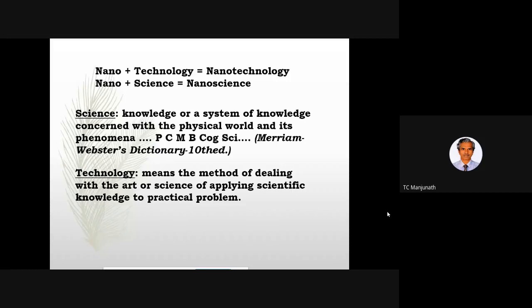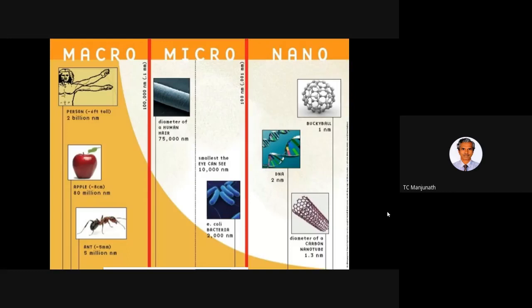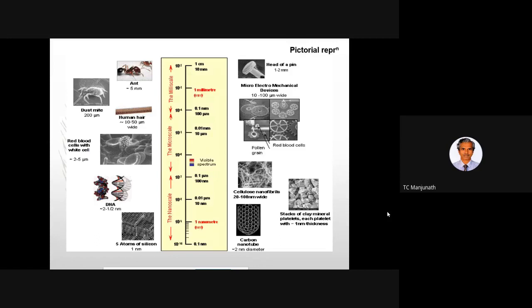Here I've shown you some of the stages from the macro level to the micro level and then to the nano level. Earlier the size was very big, and as technology developed, the bacteria, the human, this micro, and then finally the nano size. This also gives you a pictorial representation of various parts, for example a human hair, which is 10 to 50 micrometers, a DNA, and the microelectromechanical system, the head of a pin.